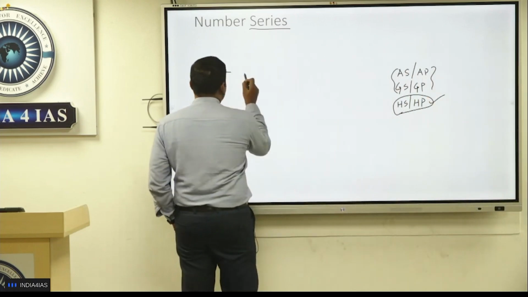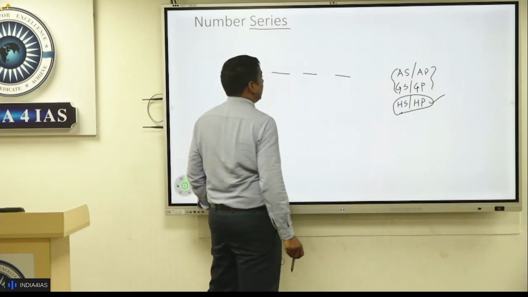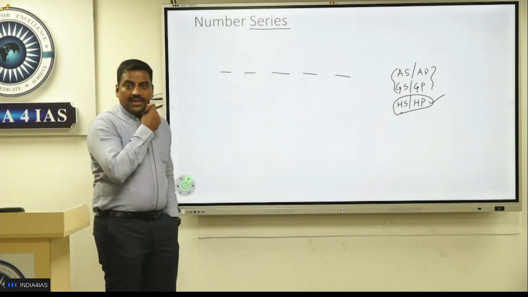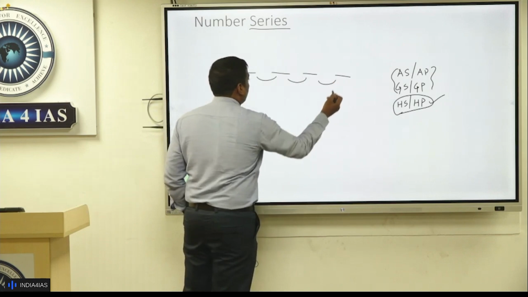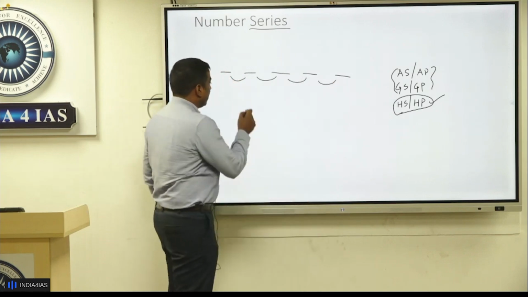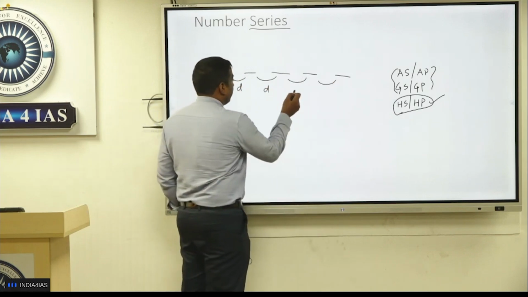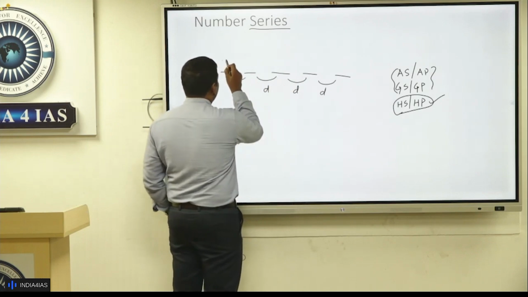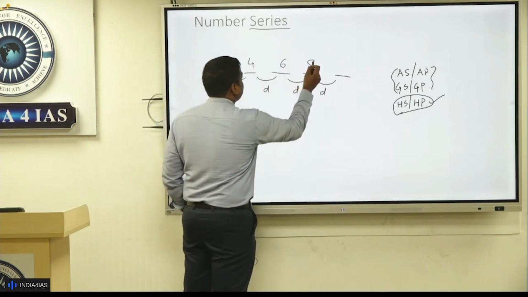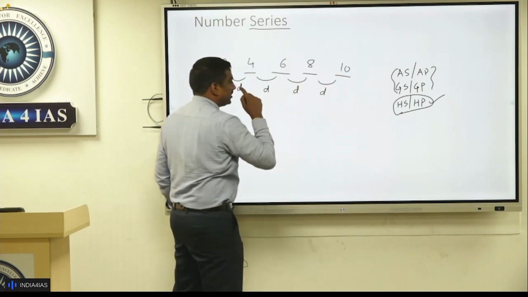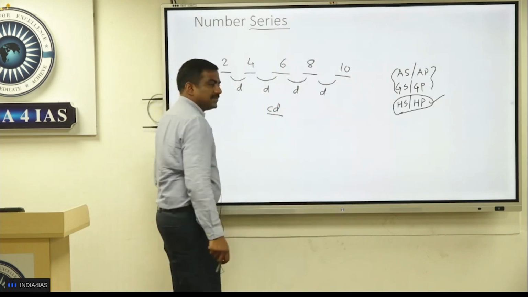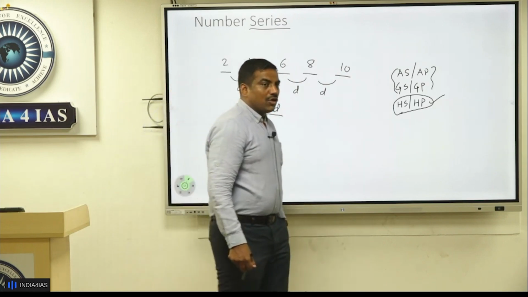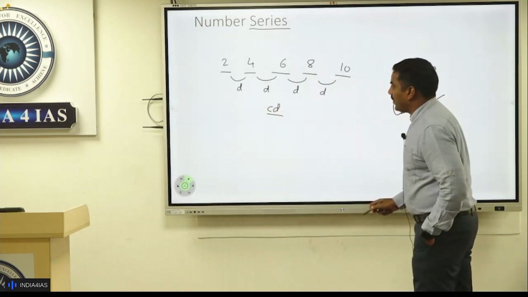When I say arithmetic progression or arithmetic series, basically the difference between two consecutive elements will be the same. For example, 2, 4, 6, 8 and 10. What is the common difference? These differences are nothing but the common difference.